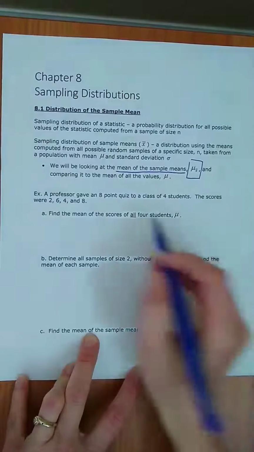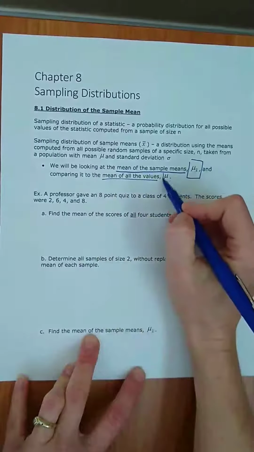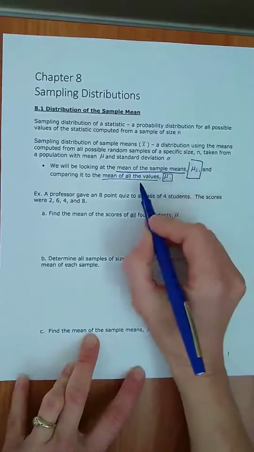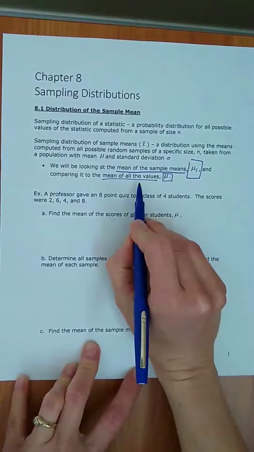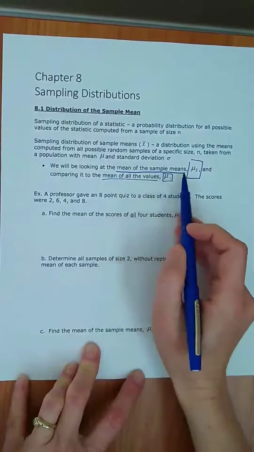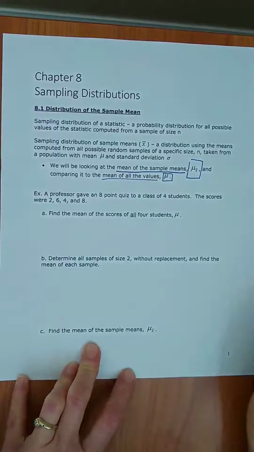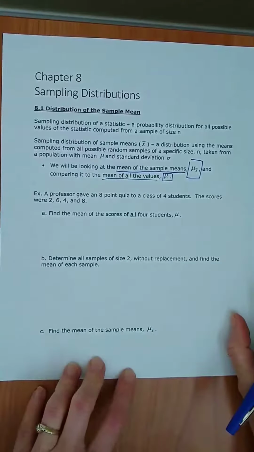And then we're going to compare it to our regular mean, the mean of all the values, mu. So mu is just the mean of all of our individual X values. Mu sub X bar is the mean or average of all the averages of all the different little samples you could take. So here's a little example that will hopefully make it a little bit more clear.